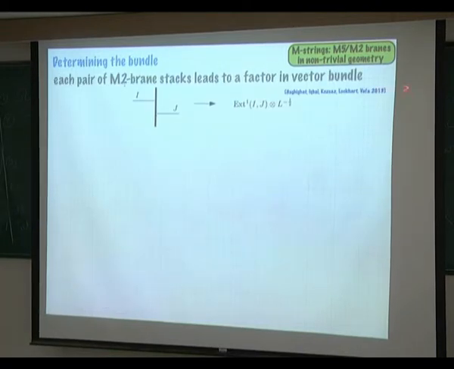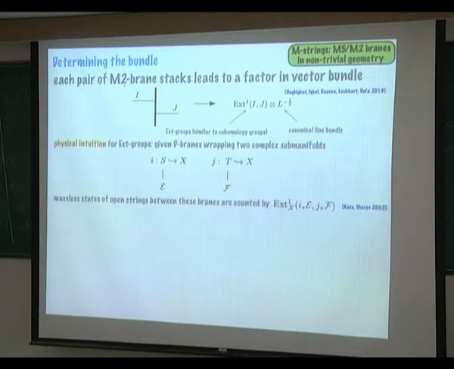In the original paper by Waffa and company, they did just the case n equals 1. So if you have just one stack of M2 branes coming in and another one coming out, they argued that the correct bundle is given by this product of the Ext group and the canonical line bundle in this way. So they proved if you use that bundle and stick it into the equivariant elliptic genus, that gives you the correct partition function. I don't have a very good intuition about arguing for these Ext groups.